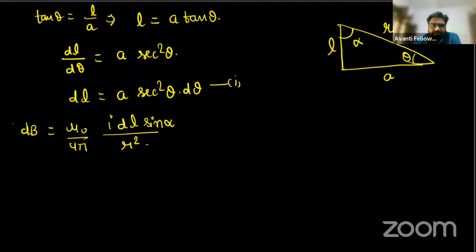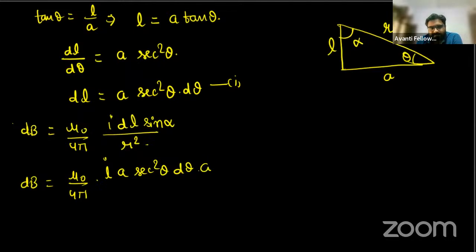Okay, so answer my questions now. What is the value of cos pi minus alpha? Now put the value of dl here. Mu naught over 4 pi, I dl, the value of dl is a sec square theta d theta, sin alpha we can write as sin 90 minus theta, which is cos theta, divided by r square.